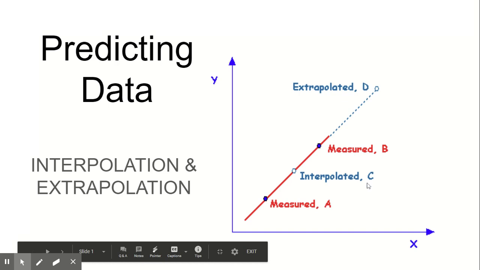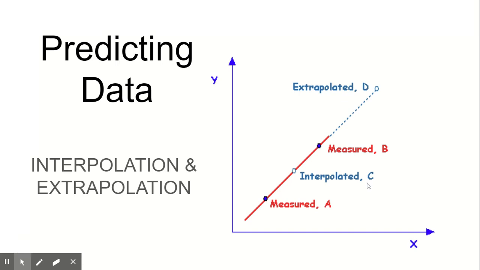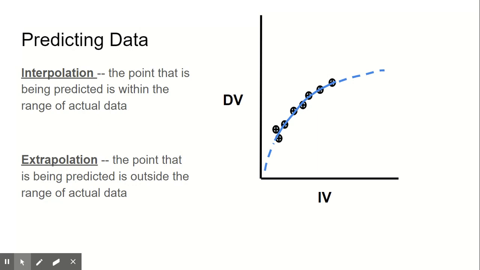In this video, I'm going to talk about how to predict data on a scientific graph. When we predict data, we either use the process of interpolation or the process of extrapolation. They're similar processes, but let's look at what makes them different.